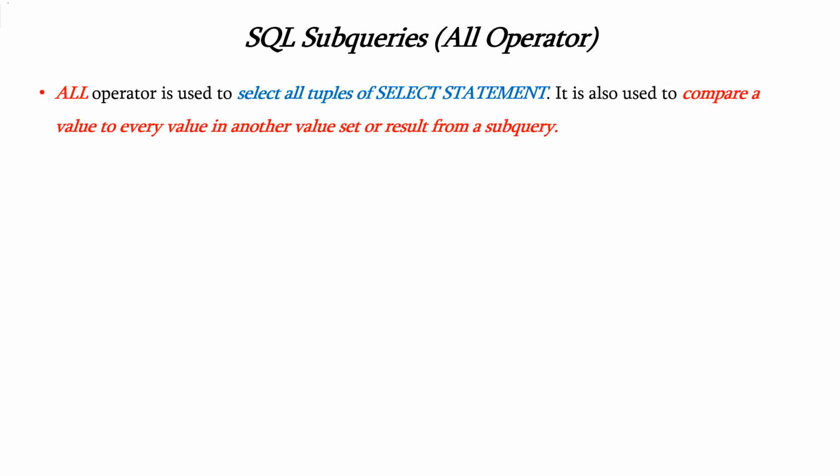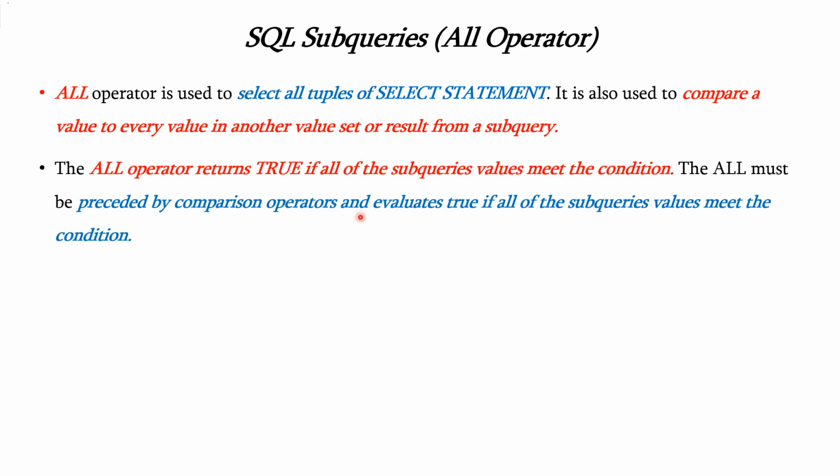Next we have the ALL operator. The ALL operator is used to select all the tuples of the select statement. It is also used to compare a value to every value in another value set or result from a subquery. The ALL operator returns true if all the subquery values meet the conditions. The ALL must be preceded by a comparison operator and evaluates to true if all the subquery values meet the condition. But if any one meets the condition also, it displays the values in the first table. But here it should match for all the values in the subqueries. So ALL is used with select, where or having statement.